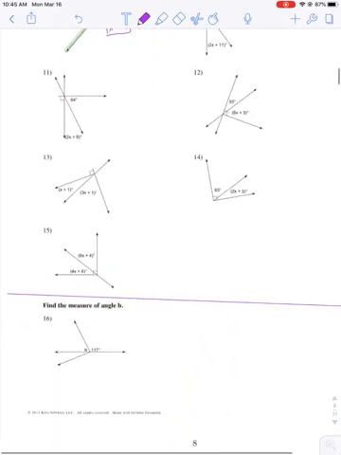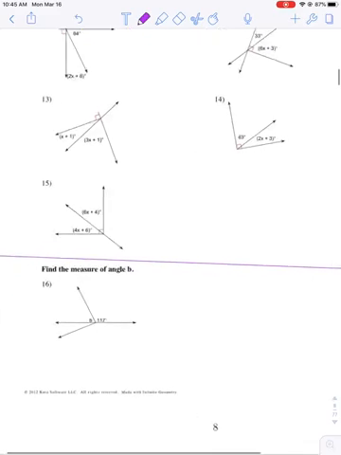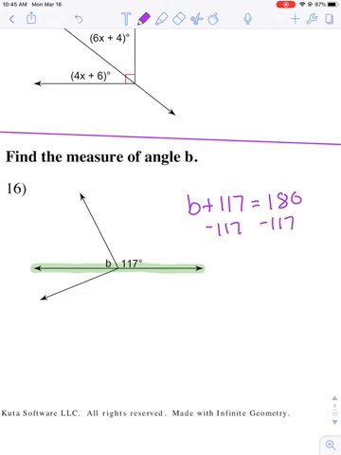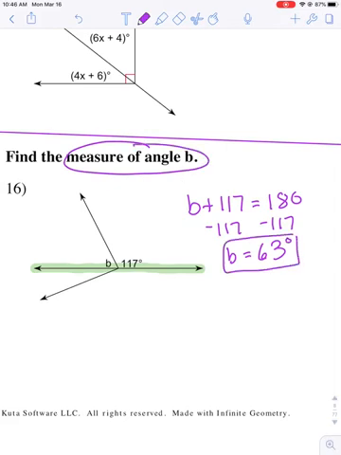All right. And then on a problem like 16, here's our new stuff. We are looking at a straight line this time, which means they add up to 180 instead of 90. So b plus 117 equals 180. Subtract 117 from both sides. We get b equals 63. Now this, find the measure of angle b. This is its own angle. So b equals 63 degrees.